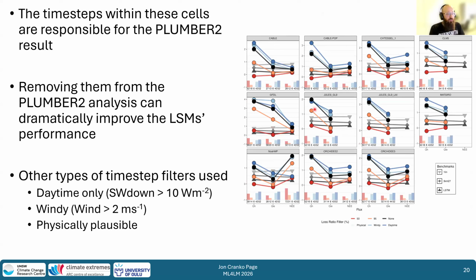And here we have the plot for all of the models, and it's pretty consistent. You can see that removing these time steps results in substantially better performance. And it's not a lot of cells or time steps where this occurs. So that implies that we can really target our model development into these cells, these types of conditions, to improve our model.